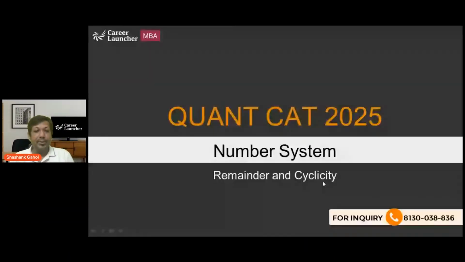What we are going to do in today's session, we are going to talk about quantitative aptitude 2025, and today's topic is going to be number system. And in number system, we are going to talk about remainders and cyclicity. We are going to talk about a couple of concepts of remainder. In remainder, there is one important concept, that is negative remainder, right?